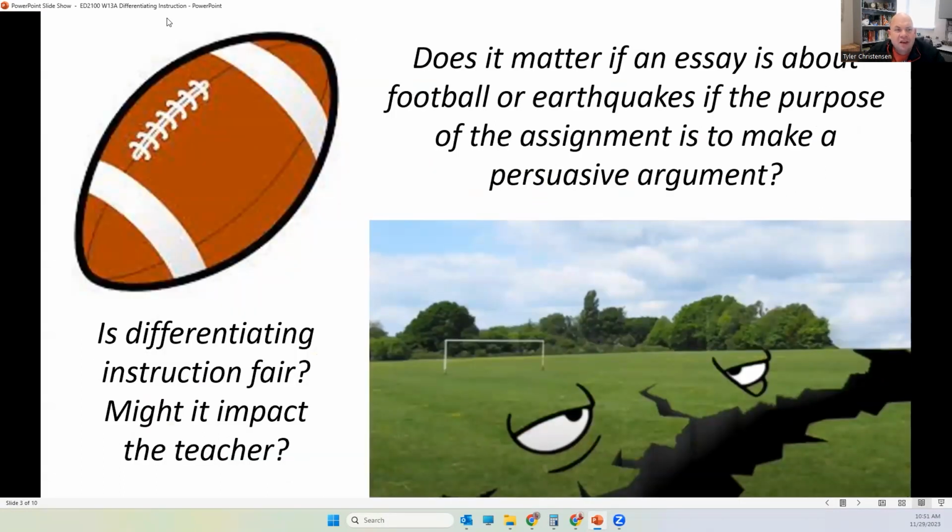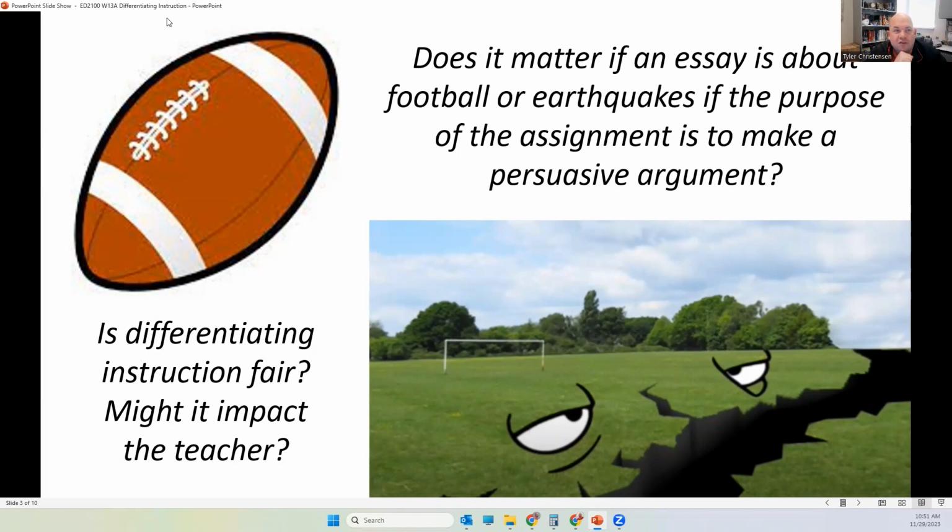There was this idea in one of the articles that to accommodate a student, rather than have him write an essay about earthquakes and tsunamis, he could write an essay about football because he was interested in football. And in this anecdotal example, the student was really excited, wrote about football. This poses a few questions, and many of you recognize this in your reflections. Is it fair to have one student do something that's completely different from someone else?